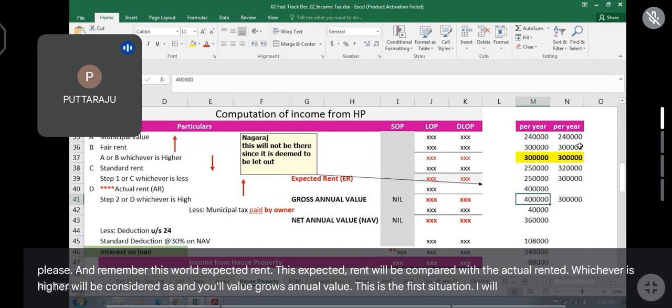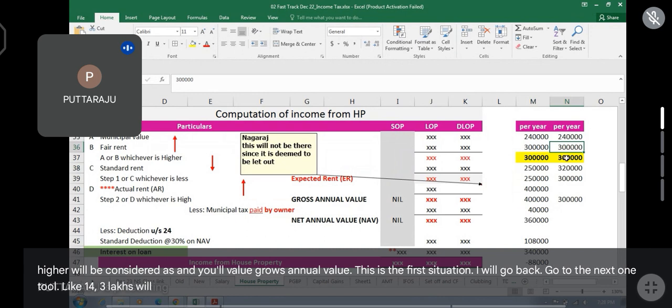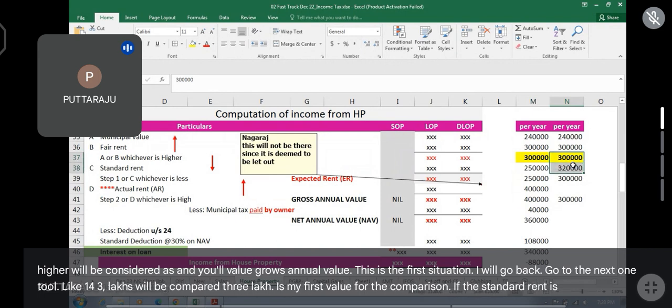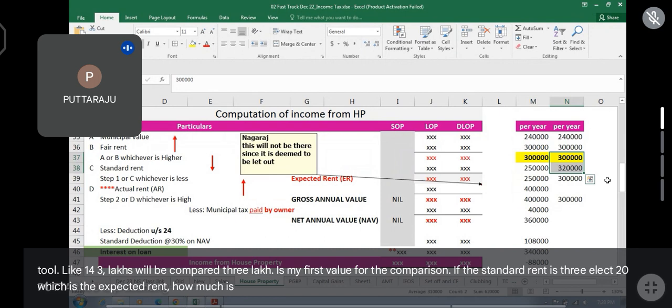I will go to the next one. 2 lakh 40 and 3 lakhs will be compared. 3 lakh is my first value for the comparison. If the standard rent is 3 lakh 20, which is the expected rent, how much is the expected rent?